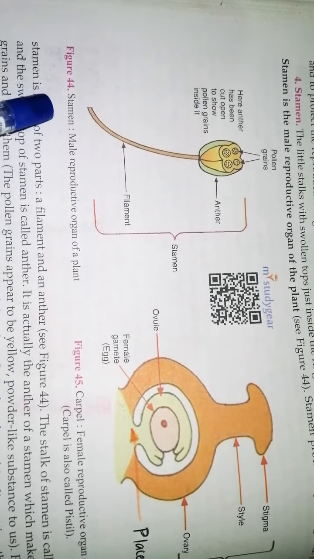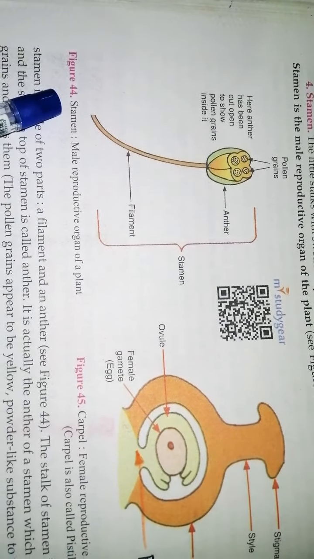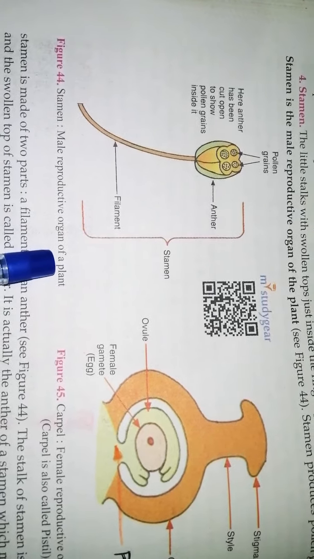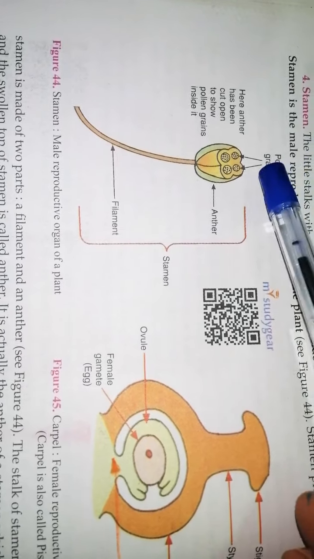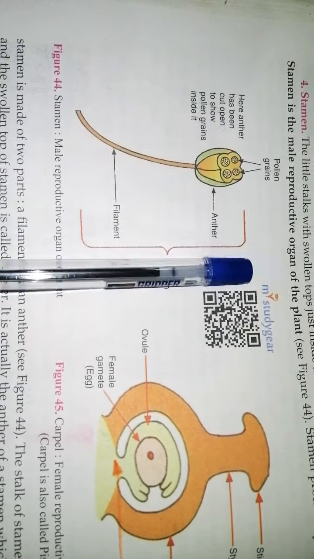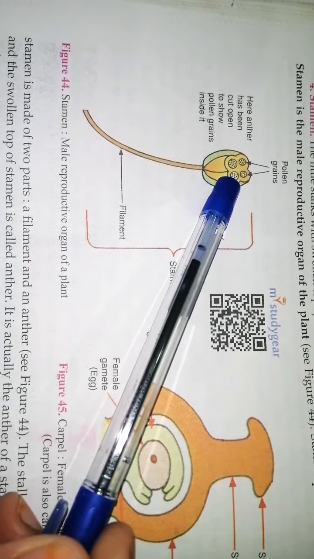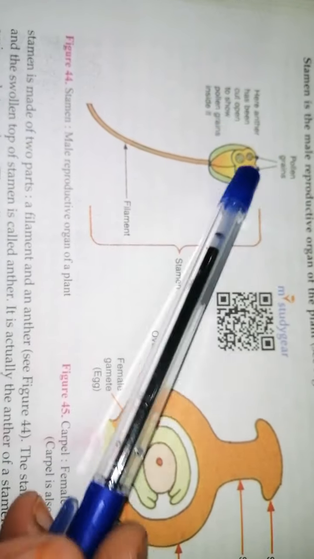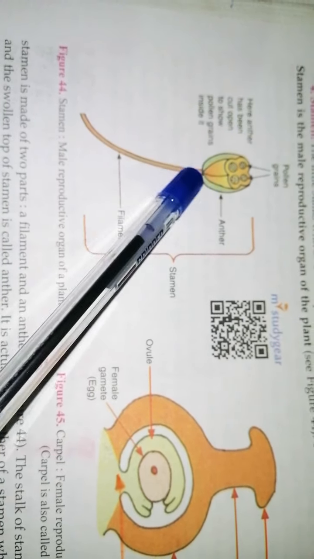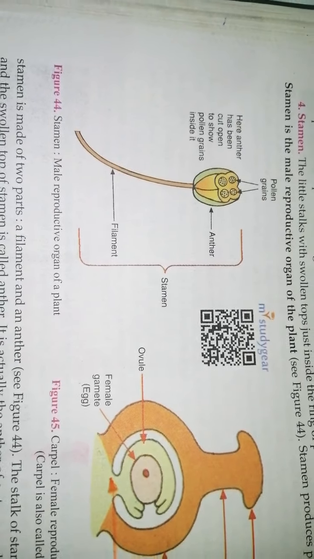When we cut this anther, now this is the stamen, that is the male reproductive organ of a plant. When we cut this anther vertically, then we will see the pollen grains present inside this portion. This is the filament that bears the anthers.